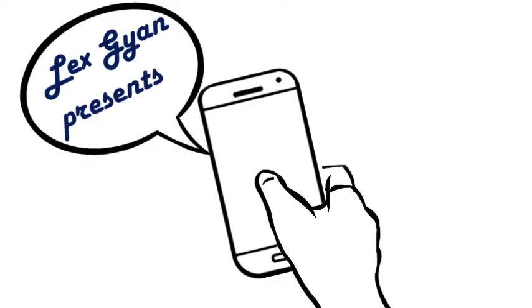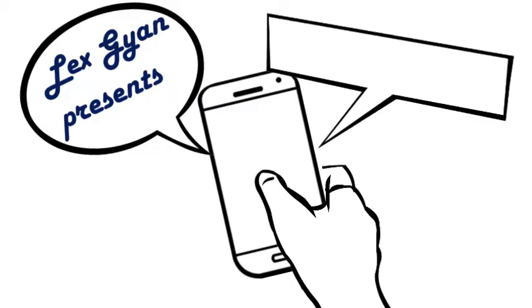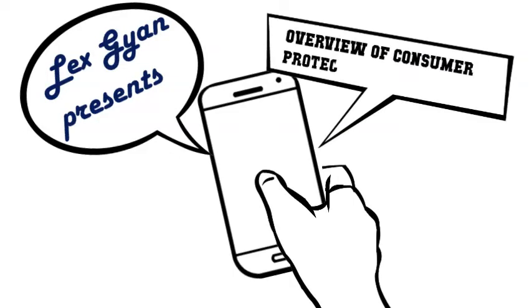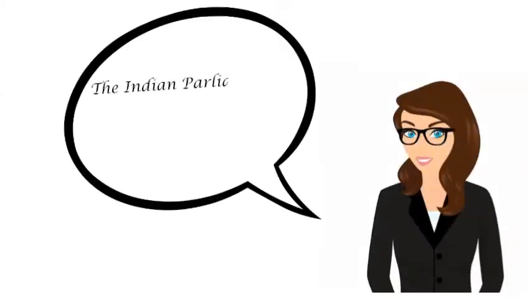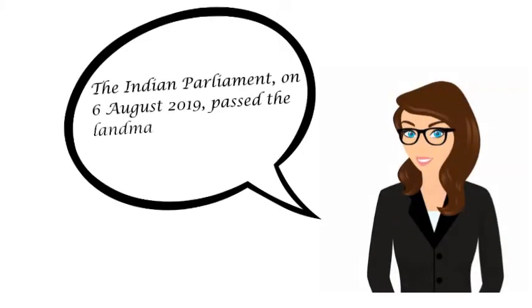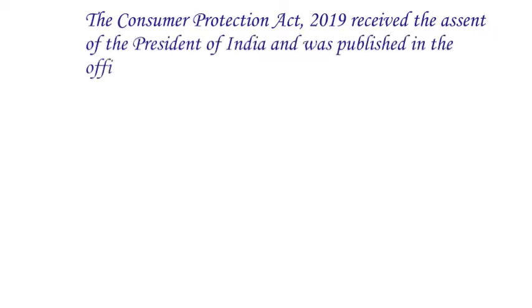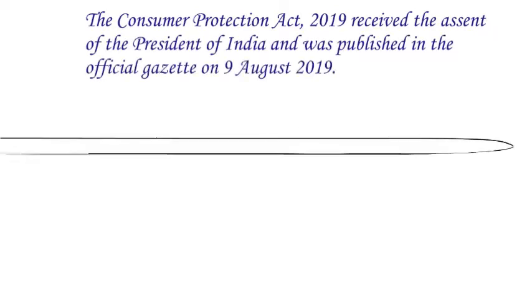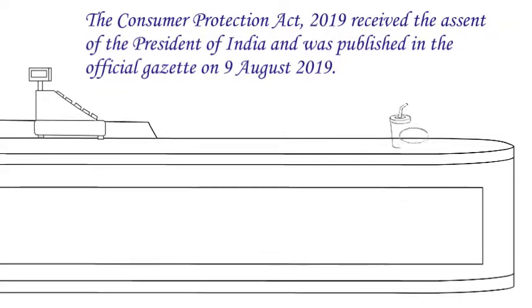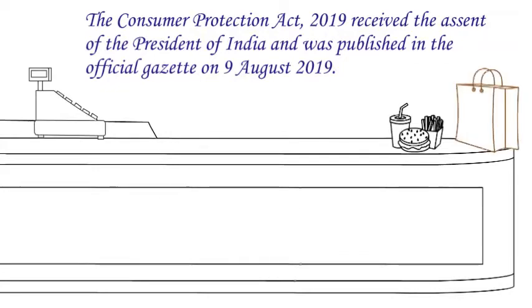I am Sakshi Mehra and our today's topic is Overview of Consumer Protection Act 2019. The Indian Parliament on 6th August 2019 passed the landmark Consumer Protection Bill. The Consumer Protection Act 2019 received the assent of the President of India and was published in the Official Gazette on 9th August. The bill was introduced by the Ministry of Consumer Affairs.